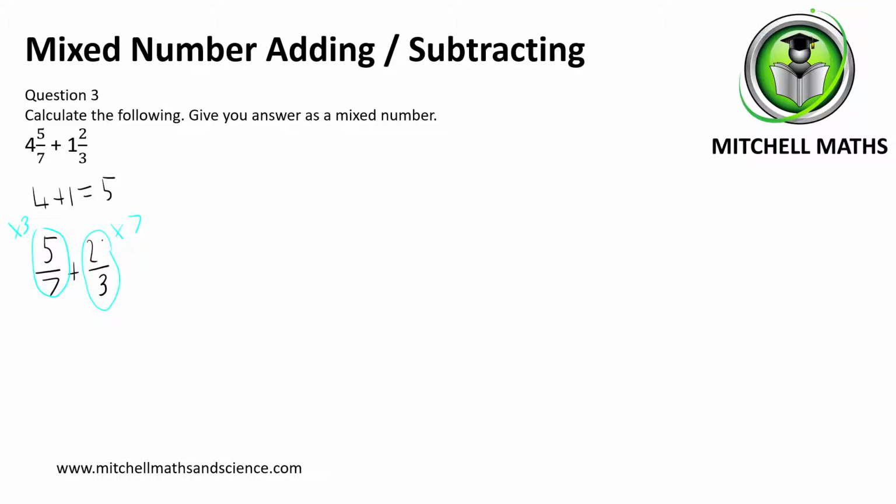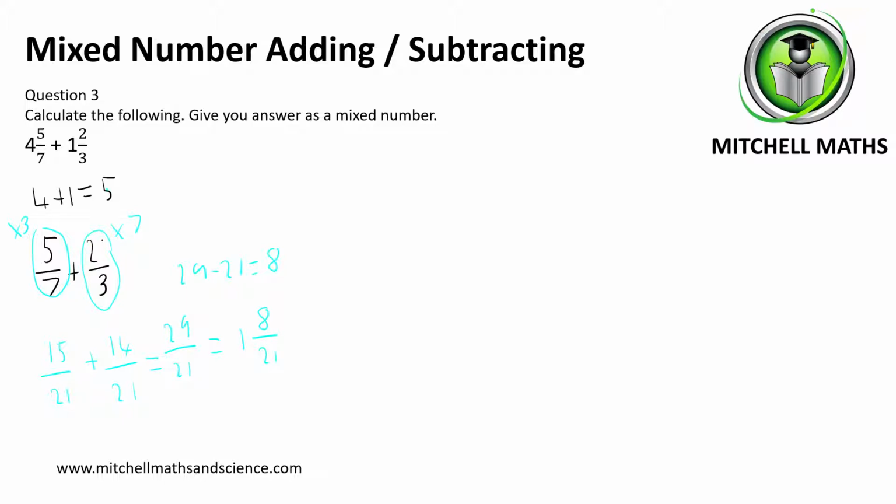5 times 3 is 15 over 21, plus 2 times 7 is 14 over 21. 15 plus 14 is 29 over 21. How many times does 21 go into 29? Well, it goes once. And I've got 8 left over. So therefore, if I convert this to a mixed number, it'll be 1 and 8 over 21.